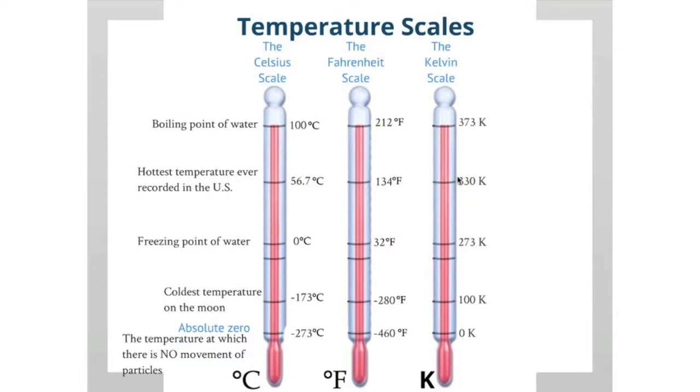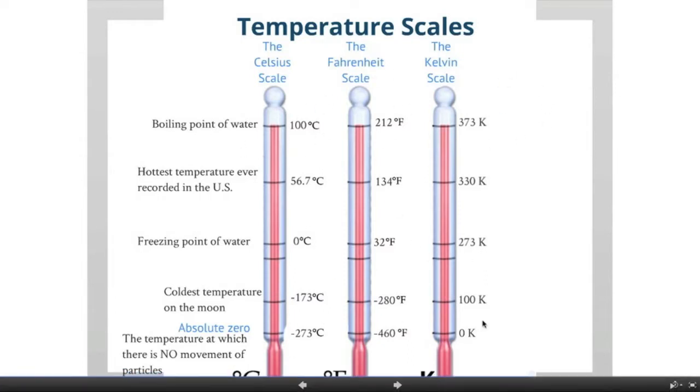So those are your three temperature scales, Celsius, Fahrenheit, and Kelvin. What you must remember is the freezing point of water on all three of the scales, the boiling point of water on all three scales, and absolute zero on all three scales. Those are three frames of reference that you must know.